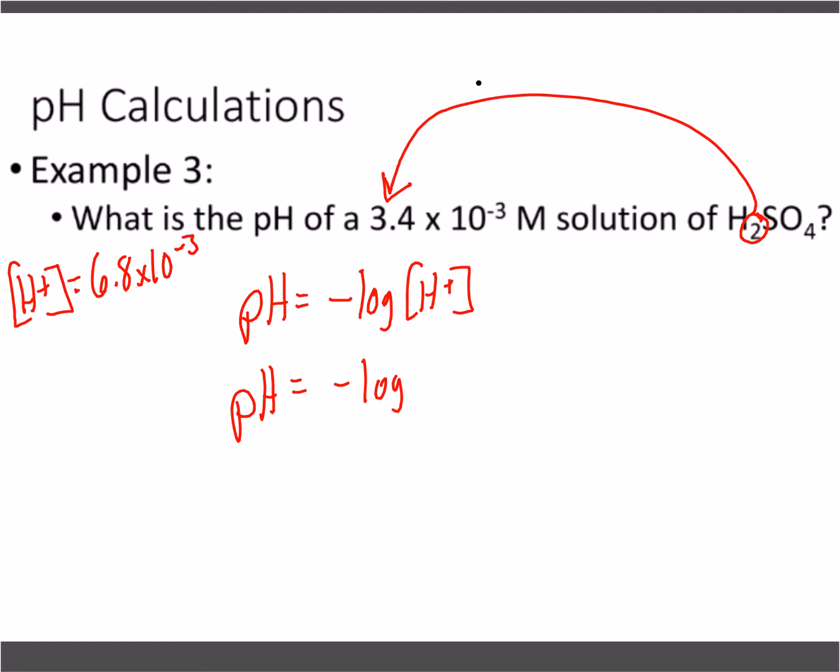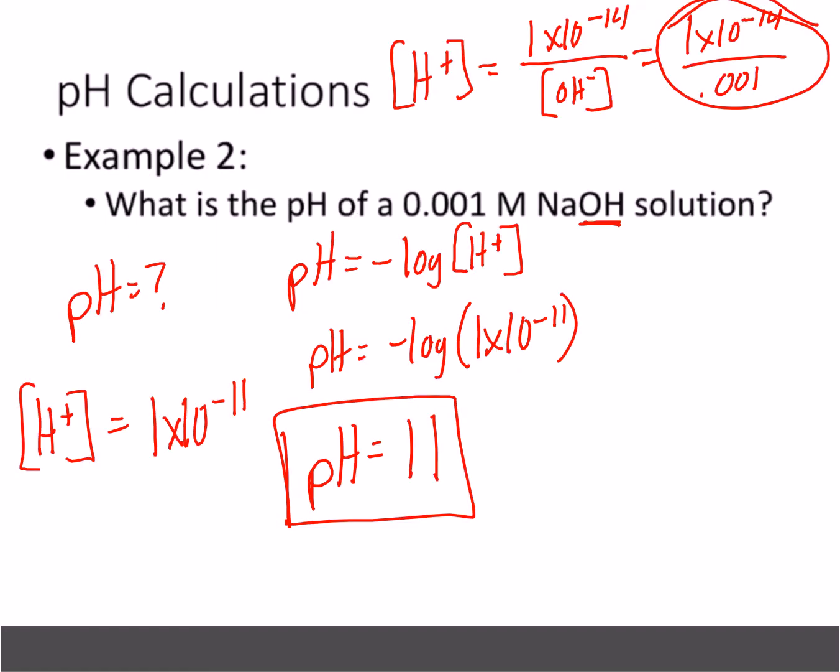So then I can just plug that right in. 6.8 times 10 to the minus 3. When I plug that into my calculator, because this one I can't do in my head since I don't have a 1 out in front of the times 10, what do I get for my pH? 2.2. Now, does that make sense with what type of acid I have? Yes. Absolutely, guys.